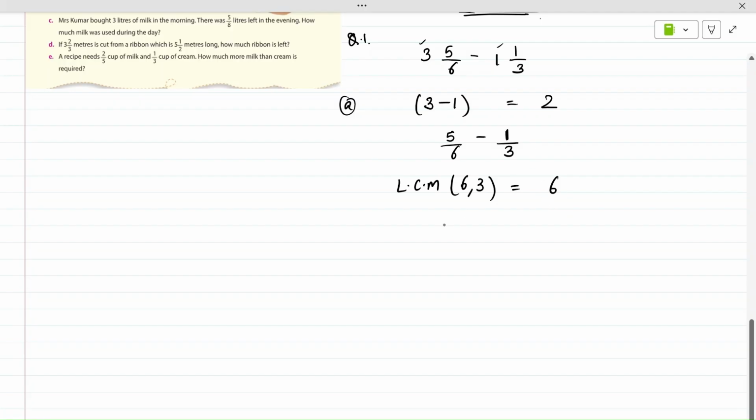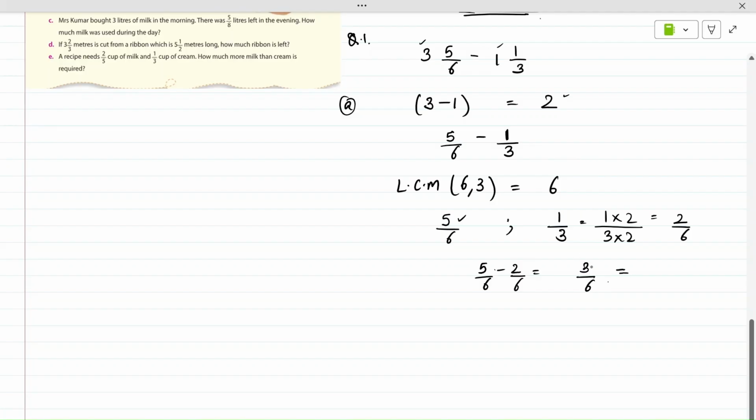Okay, so now let us change. 5 by 6, there is no need to change. Next fraction is 1 by 3. So let us change to like fraction. Multiply this with 2, multiply 1 with 2. We will get 2 by 6. So now let us subtract 5 by 6 minus 2 by 6, which is equal to 3 by 6. Right? So what we are left with now is 2, this part, and this we have 3 by 6.